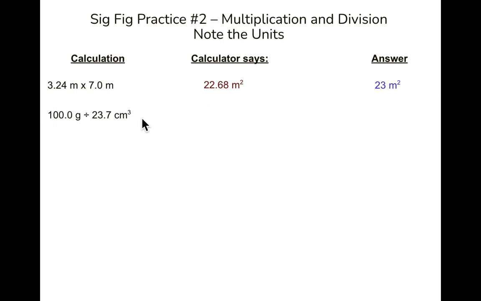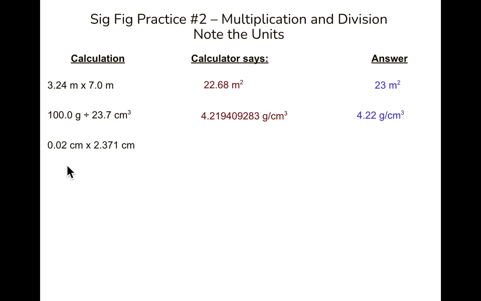Okay, here's another one. This is a density calculation. We've got 4 significant figures here. 1, 2, 3, 4. This 0 is significant, this trailing 0, because it is after a decimal point. 1, 2, 3 here. Now our calculator says this, which is crazy. Look how long that is. But you can see the least number of digits we have is 3. So we're going to have to round to 3. That's 1, 2, 3. There's a 9 here. So we round to 4.22 grams per cubic centimeter.